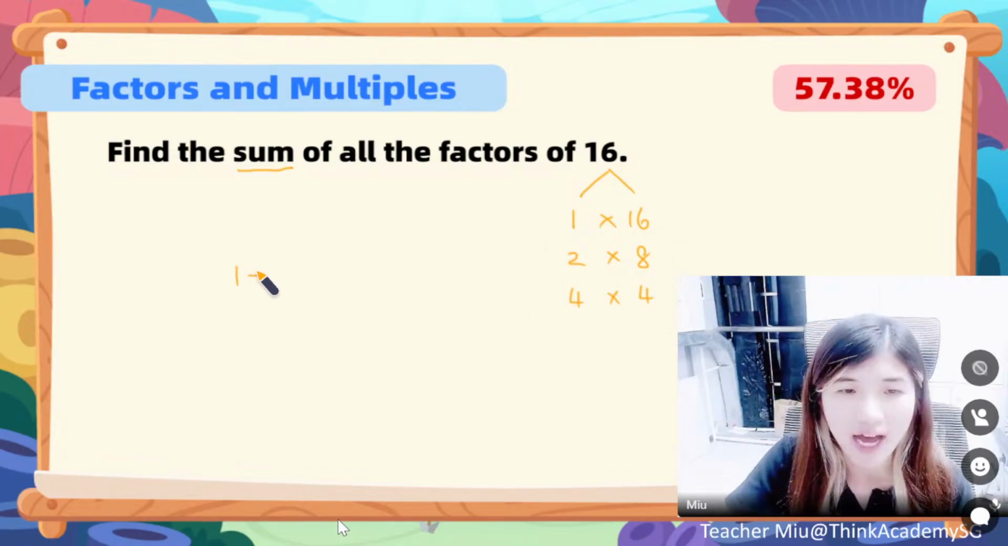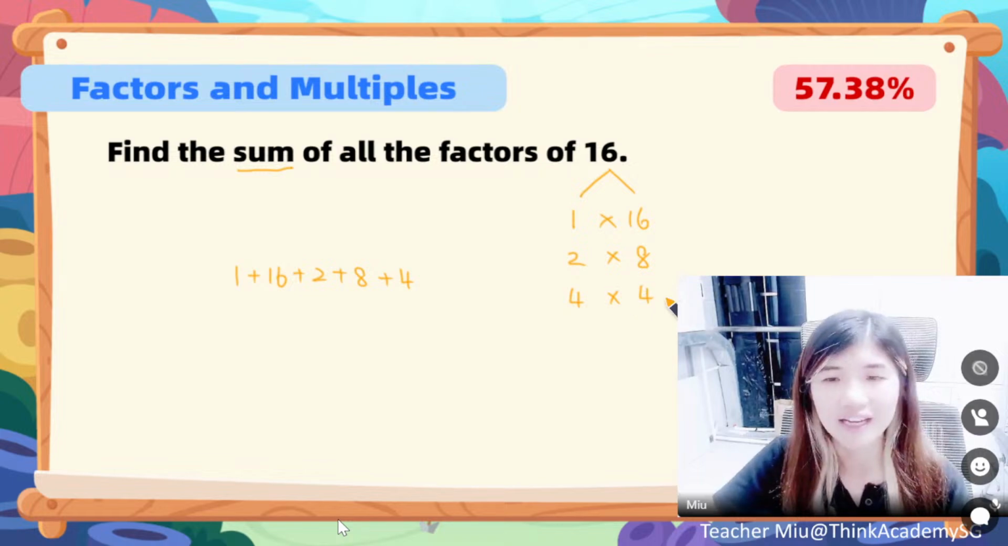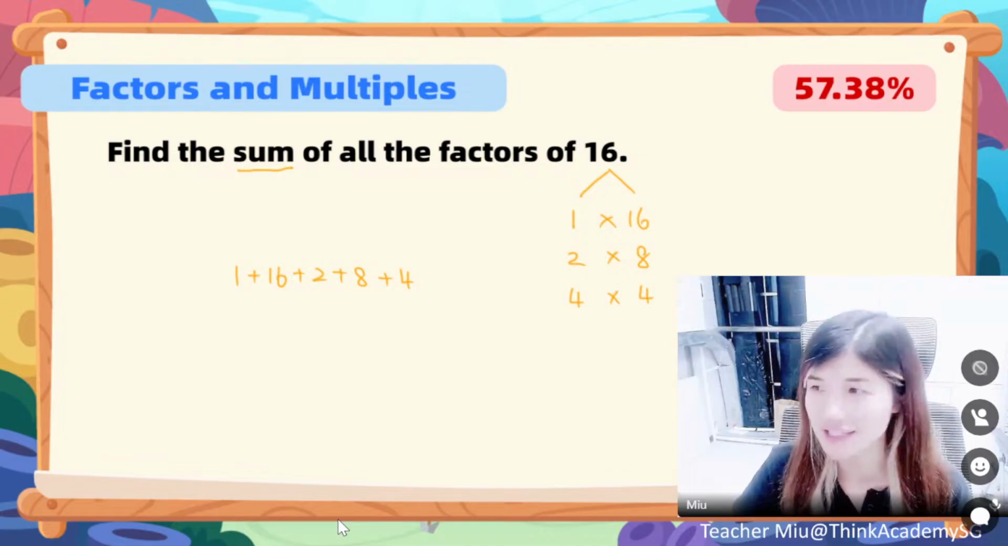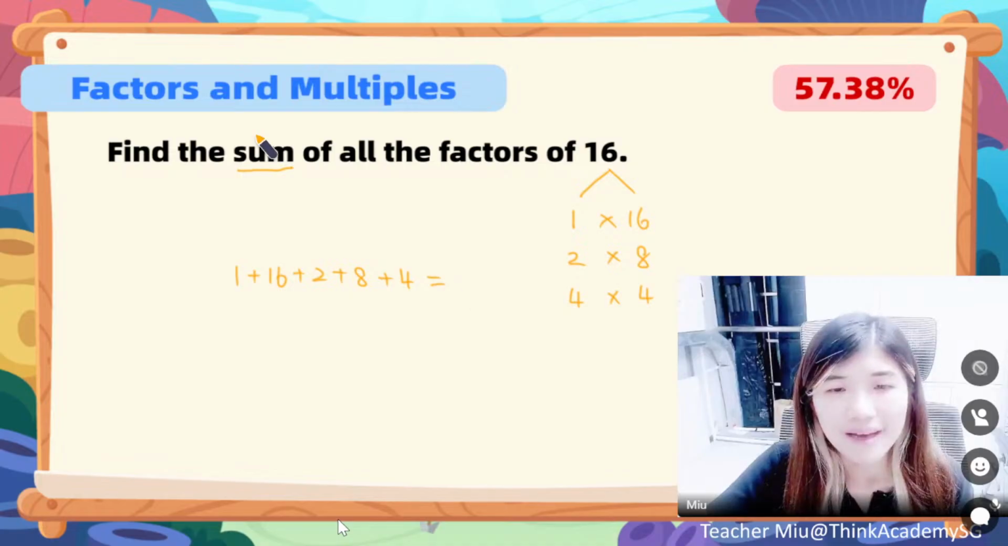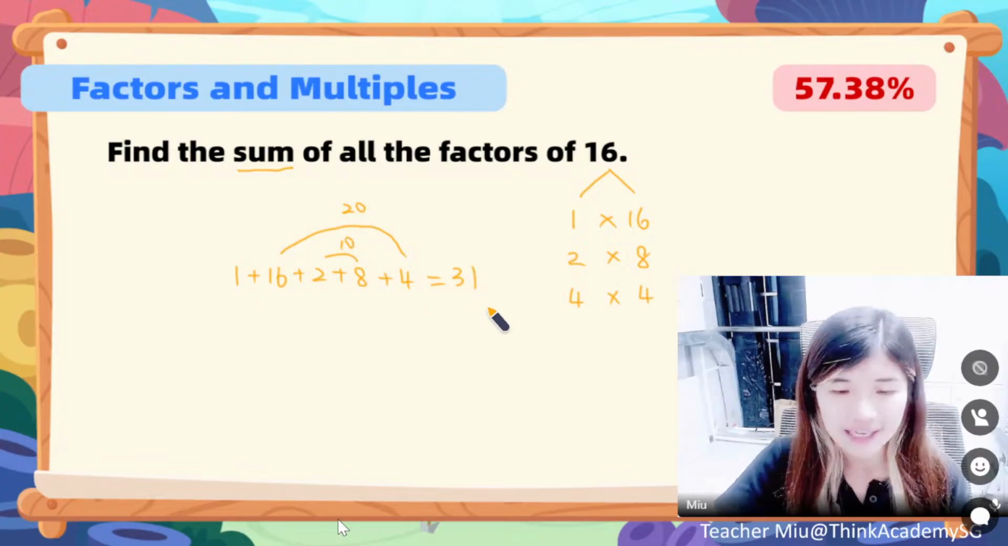It includes 1, and then 16, and then 2, and then 8, and then 4. Right? Can I also count this 4 again? Not possible, right? You cannot count them twice. So only one 4 is enough. Then you add them up since we are looking at the sum. So we can use the tips and tricks, which is 20 and then 10, and add them up, which is 31. That's how we get to the answer 31.